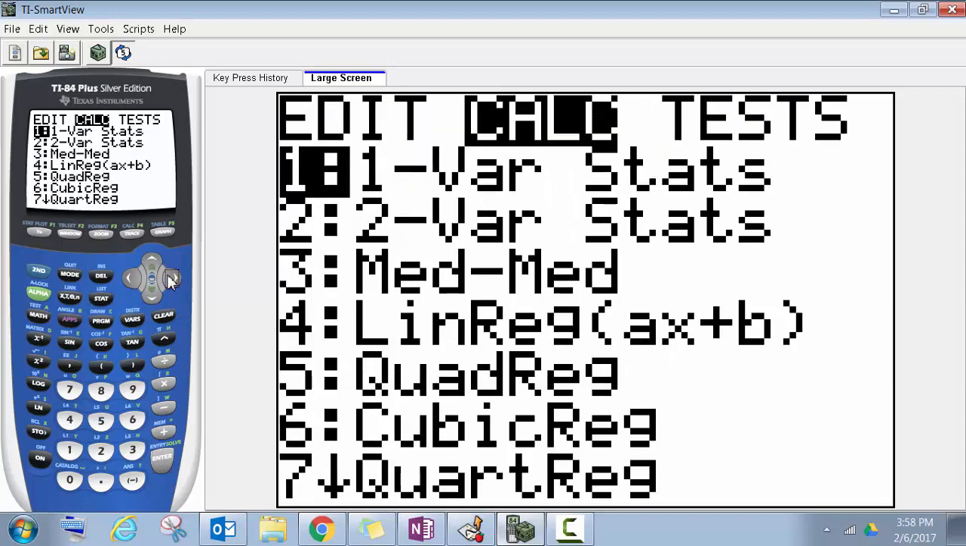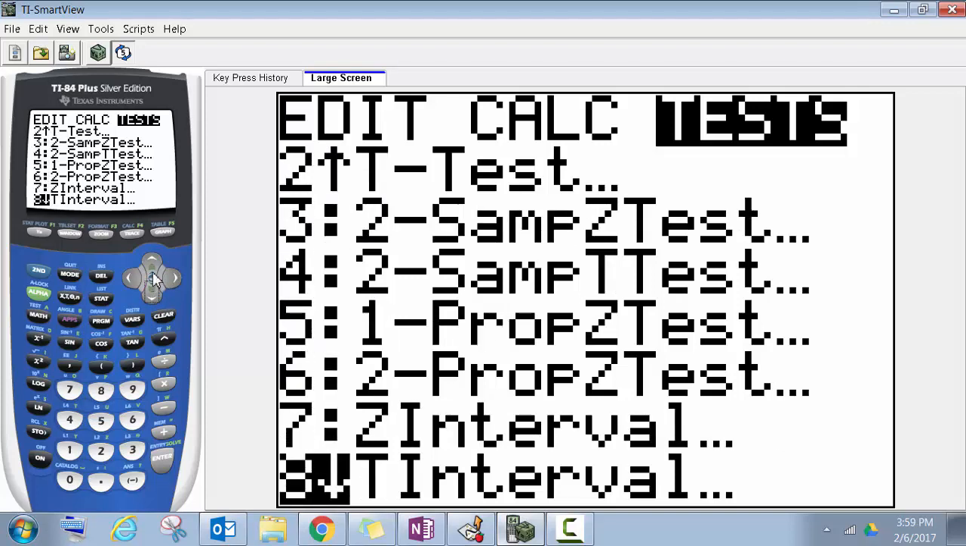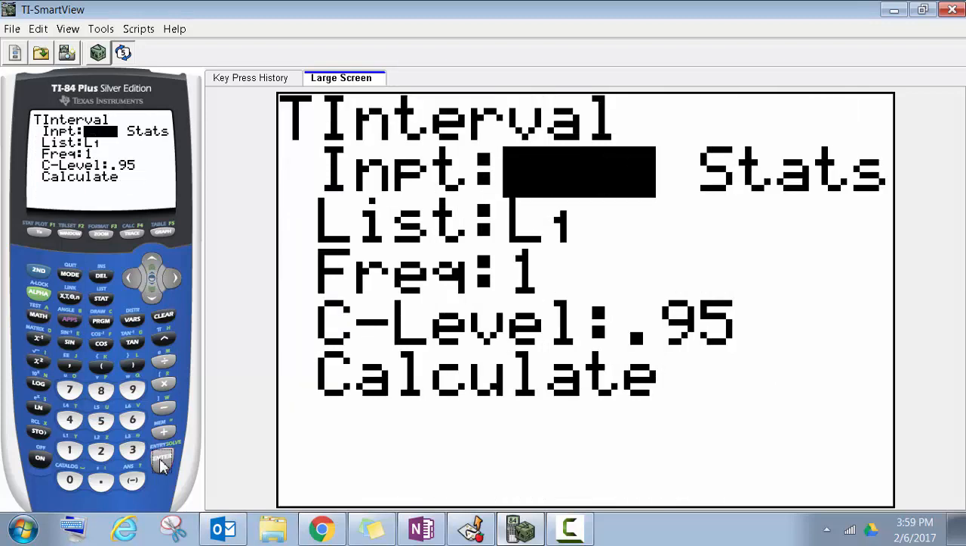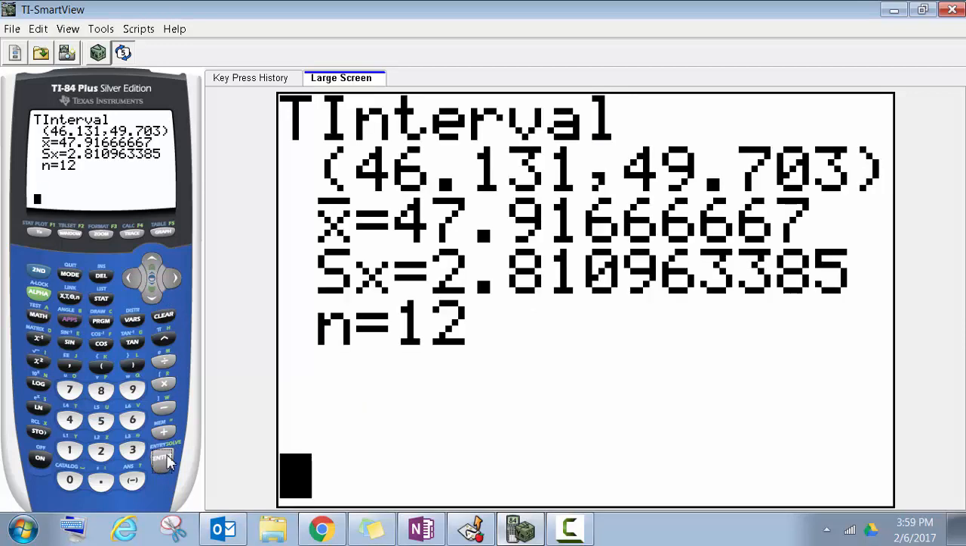Now, if we were to do a confidence interval, again, if we do our tests and go to t-interval, use data, confidence level 95, that looks all fine, calculate, there's our lower bound and upper bound, gives us X bar and S.